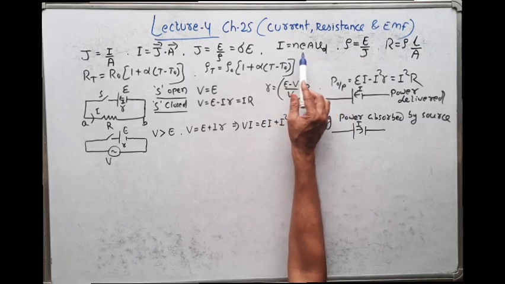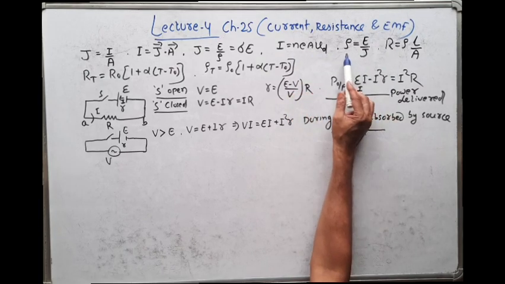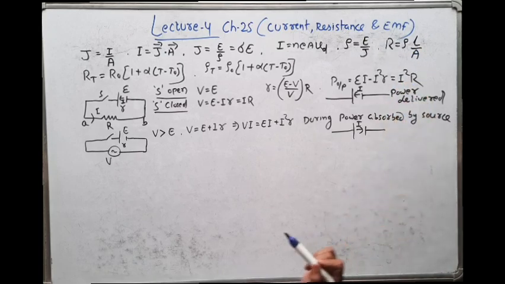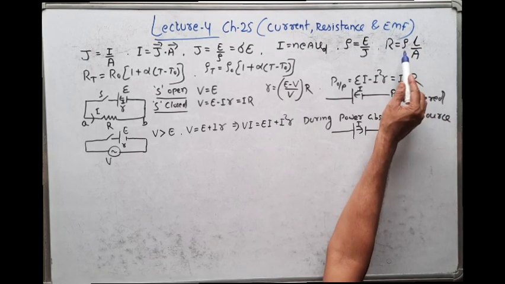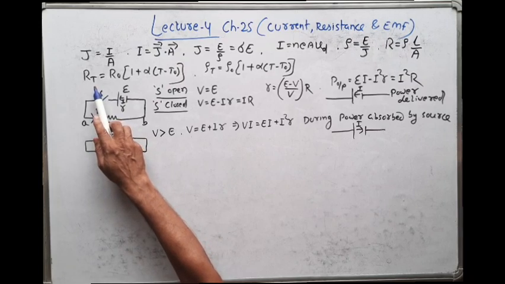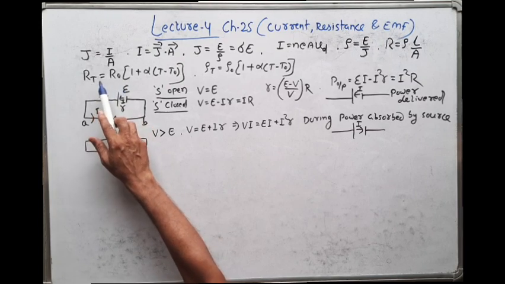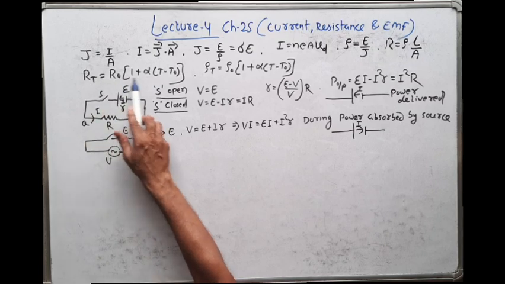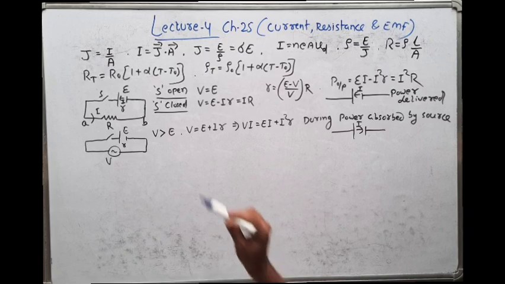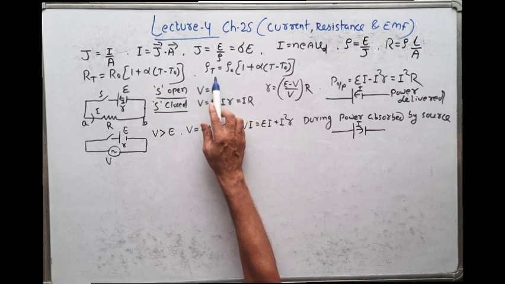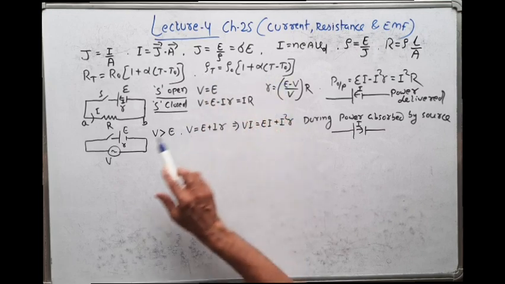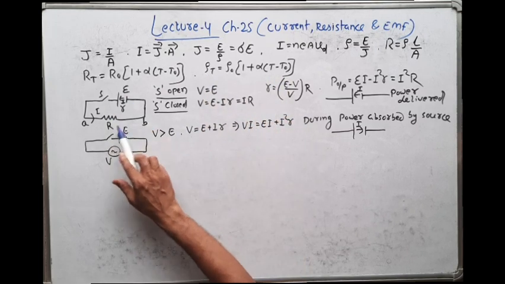So I is equal to nEA v_d. Rho is equal to E by J. R is equal to rho L by A. Rho is called specific resistance or resistivity, and this is the relation for how resistance changes with respect to temperature. Alpha is called the temperature coefficient of resistance. Similarly, with change in temperature, resistivity also changes. This is the formula.